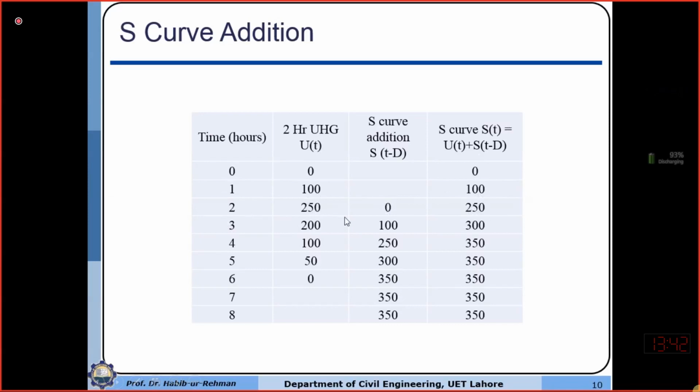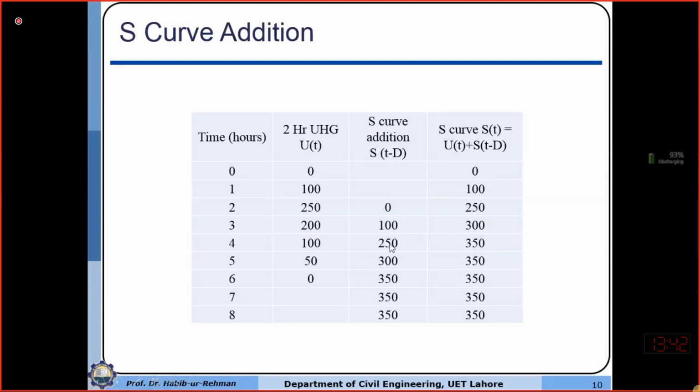So this is how you will do the S curve addition. It will run simultaneously: you fill this column, then this one, and this way it will continue. After that, for time step T equal to 3, D is 2, so this row is S1. S1 is 100, you put it over here. Now what is the S curve ordinate for time step 3? This is U3, 200, plus 100, so this will be 300.